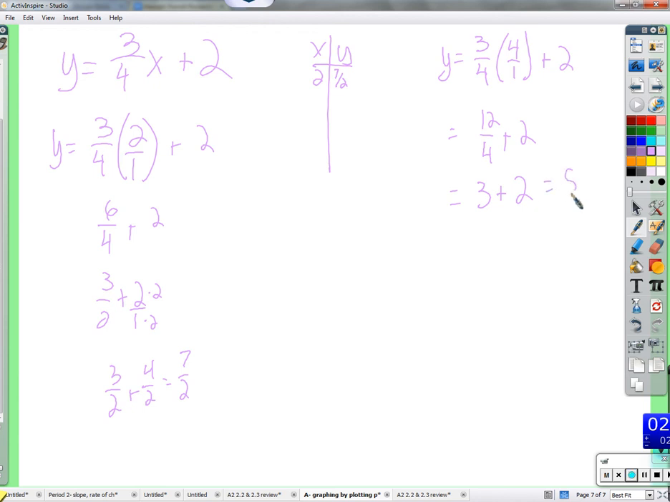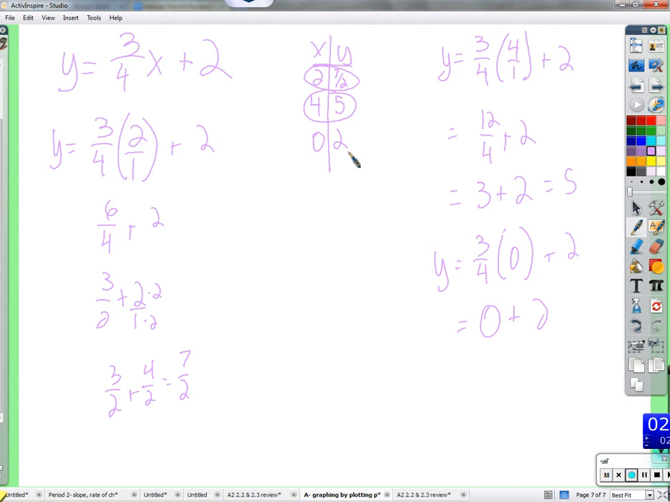Yeah, that's a great idea. That gives us 5. That was really easy. Is this correct? Absolutely, it's correct, and it has the added benefit of being a little easier. Right? Anything else that's also easy? Tyler? Zero. That sounds really easy. 3/4 times nothing leaves me with nothing plus 2. It's just 2. 0 comma 2 is another point that I can find.